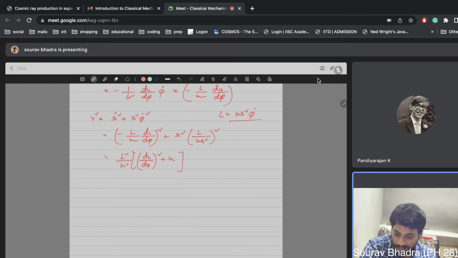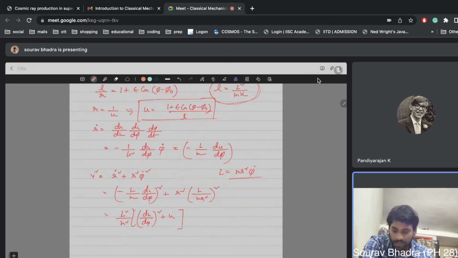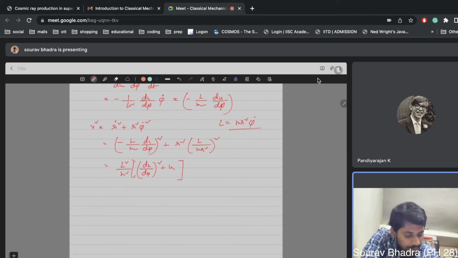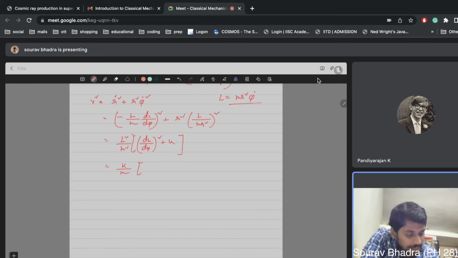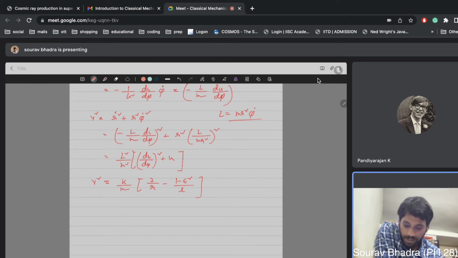Now the interesting thing is, if you substitute your u, which has been written here, 1 plus e cos of phi minus phi 0, by l. So if you substitute it properly, there is nothing in that, then you will get it as k by m, 2 by r minus 1 minus epsilon square by l. Yes, it is just a matter of substitution. So your v square is like this.